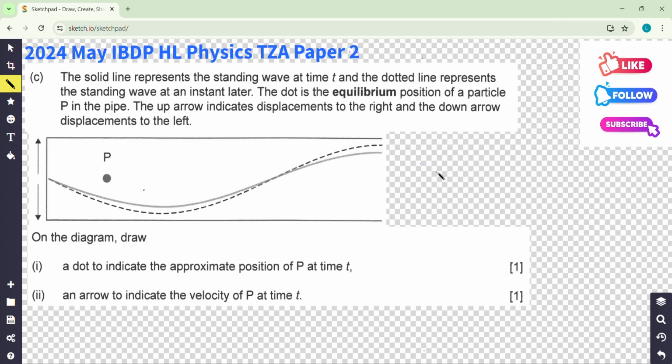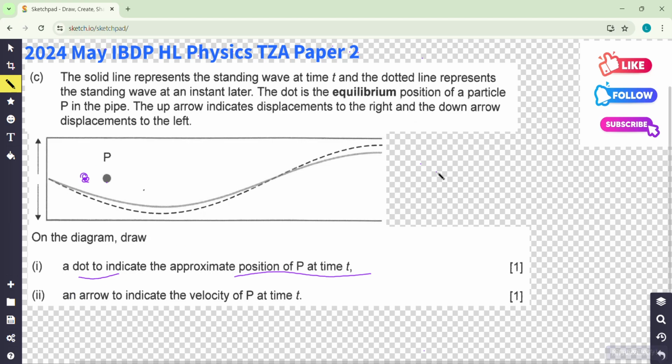Okay, look at the question first. Look at the question on the diagram. Draw a dot to indicate the approximate position of P at time t. So now it's here. Move to the left or to the right? Remember, it is a stationary wave. Look at here. The displacement is down, right? So is down left or right? Look at here. Up arrow is to the right, so down arrow is to the left. Okay, so we should draw clearly so we don't mess it up. So it should be here. Dots.